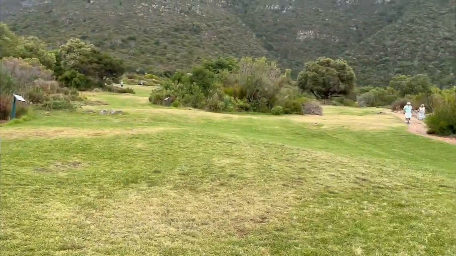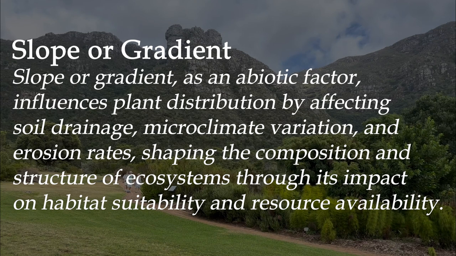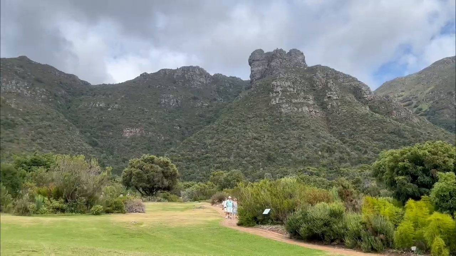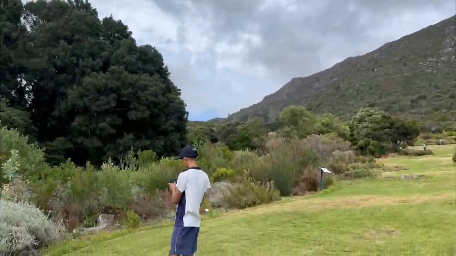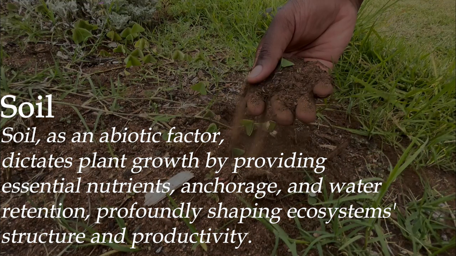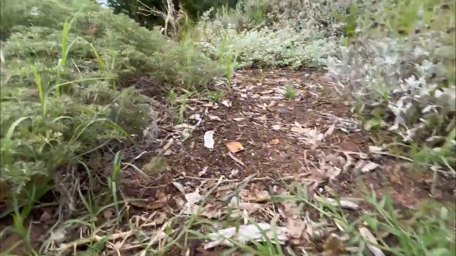Slope or gradient, which is an abiotic factor, influences plant distribution by affecting soil drainage, microclimate variation, and erosion rates, shaping the composition and structure of ecosystems through its impact on habitat stability and resource availability. An edaphic factor, soil, which as an abiotic factor dictates plant growth by providing essential nutrients, anchorage, and water retention, profoundly shaping ecosystem structure and productivity.